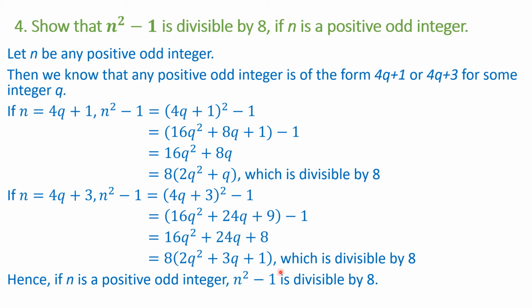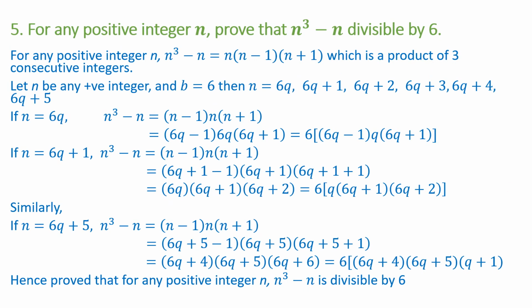plus 3q plus 1, which is again divisible by 8 because it says 8 into something, meaning it is divisible by 8. Therefore, we have proved that if n is a positive odd integer, then n square minus 1 is divisible by 8. This is for any positive odd integer, here it's not an even integer.